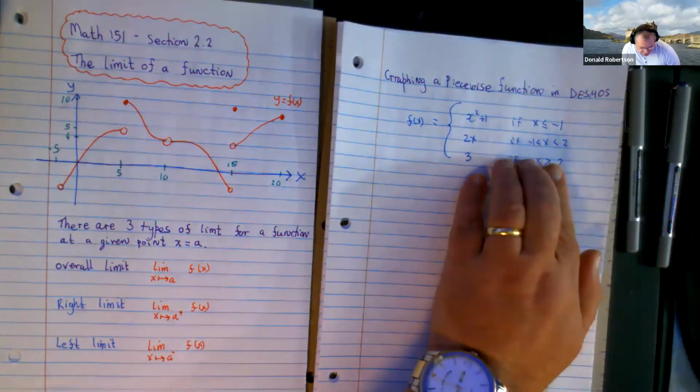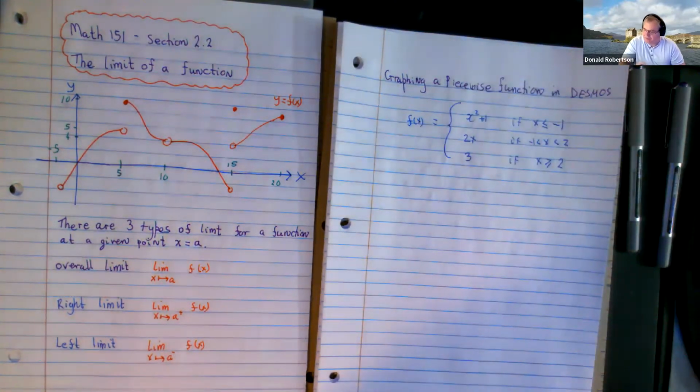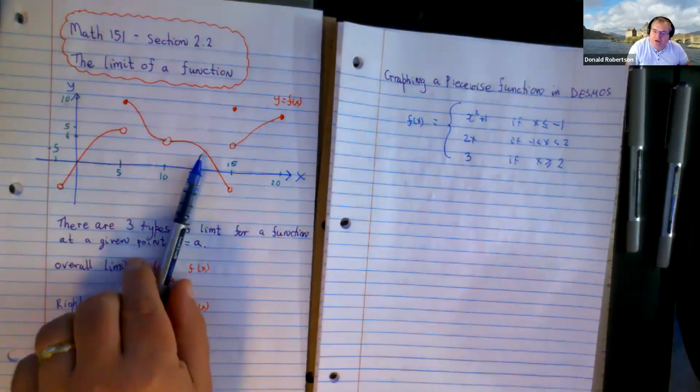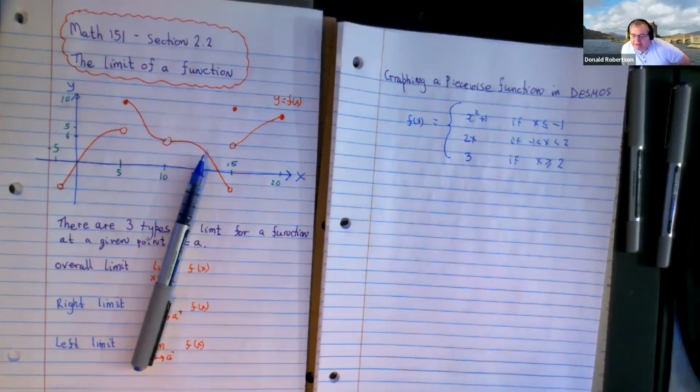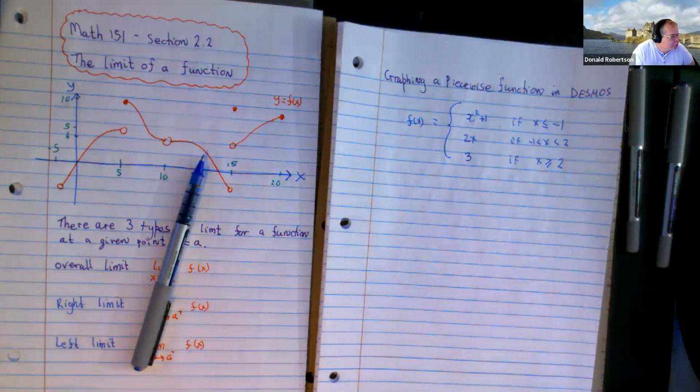Typically, you're more likely to see just 2 pieces, right? A left and a right, but here we have 3 pieces. And our job is to sketch this thing. Now, if you try to do it by hand, you could do it with a table of values, but it would definitely be a problem, right? It'd be hard to do. So I'm going to show you how you do it in Desmos. Here we go.